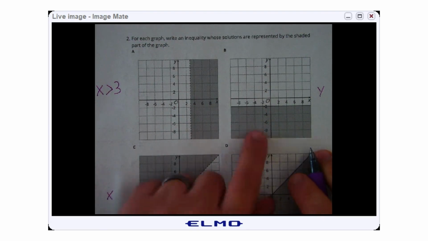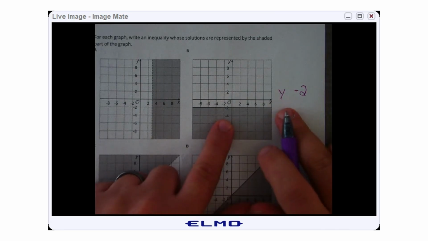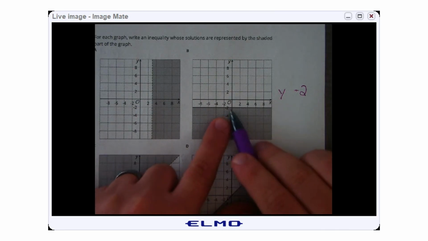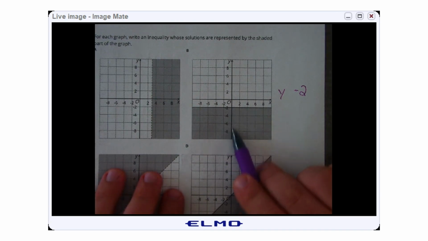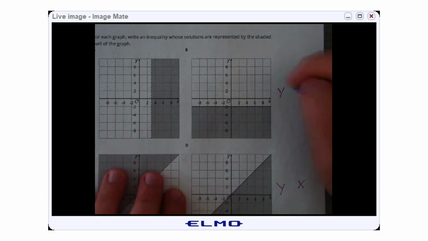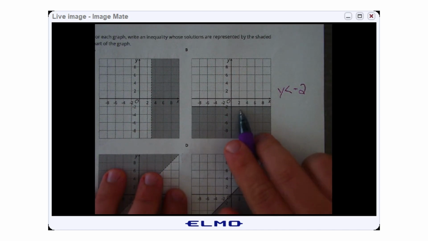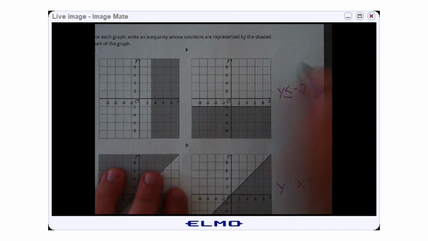The next one is my base is y and -2. So I have this point of y being -2. And it looks like the shaded region is all the stuff lower than -2. So I'll say y is less than -2, but because it has a solid line, I would say less than or equal to -2.